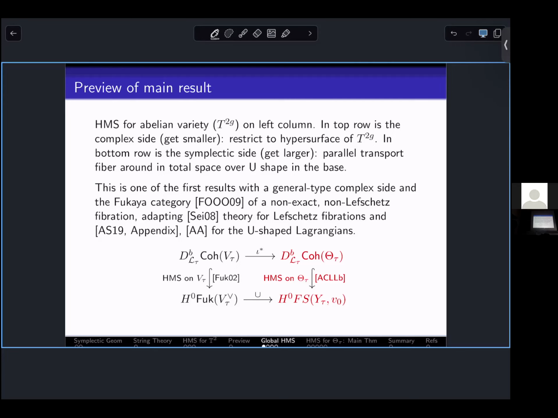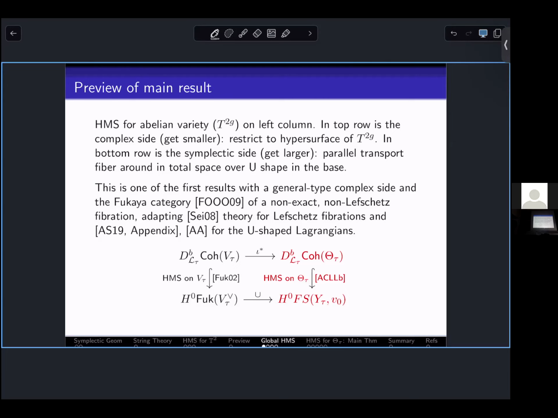In the bottom row is the symplectic side of mirror symmetry, where we get larger. You start out with a 2G torus, but that is actually a fiber. And so your slope K Lagrangians, you parallel transport over a U shape in the base of a larger space. This is a symplectic fibration whose base is C. So you parallel transport around a U shape in the base of C.